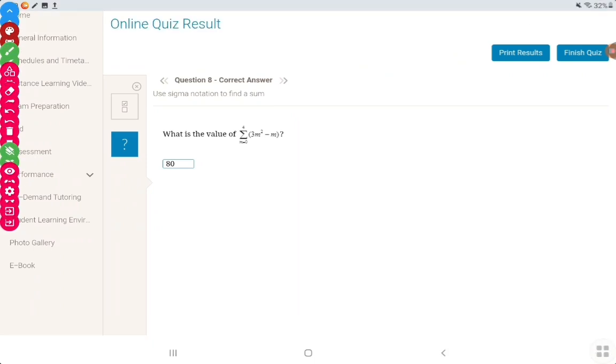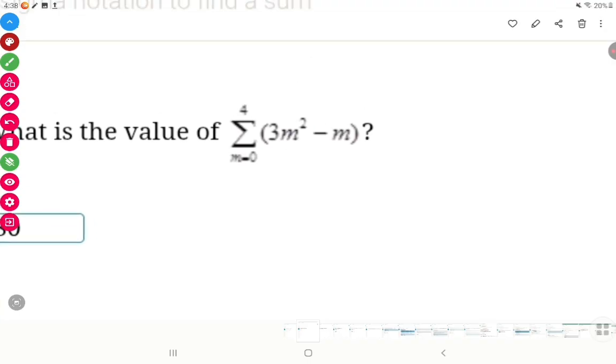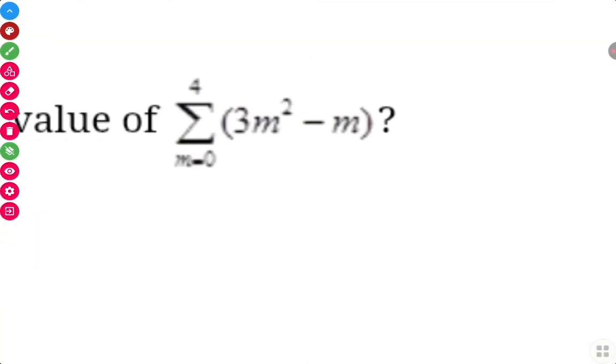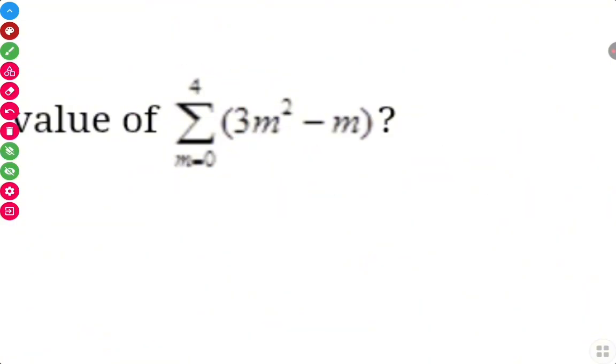Okay, sigma notation again. Here we have a very small range. When you have a small range, 0, 1, 2, 3, 4. Okay, this is just 5 numbers. When we have a small range, you can just solve it normally. We don't need to do everything.